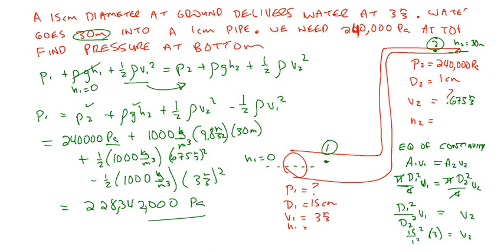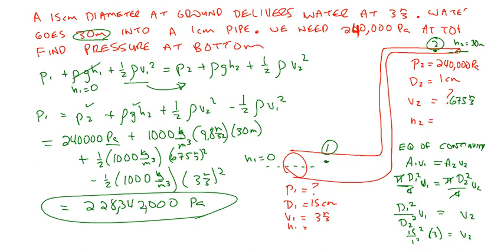Now, it's not as bad as it looks, because remember, a Pascal is a very small unit. You know, I wouldn't have that kind of velocity coming out here. But I need a big pump to get water up in a tall building. It's just not going to flow up there at low pressure. You've got to push it up there.